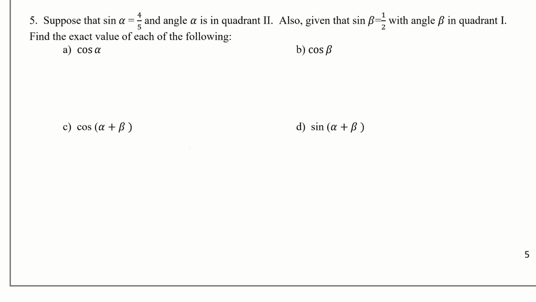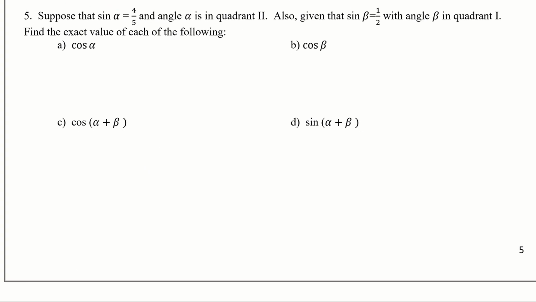Okay, so number 5, suppose that we have some angle that we call alpha. We know its sine. We don't know the measure of alpha. We do know alpha is in the second quadrant. We also know that there's another angle called beta. Its sine is 1/2. This one is in quadrant 1, and so we want to find some items. So I'll pause the video. Go ahead and give this one a try on your own.